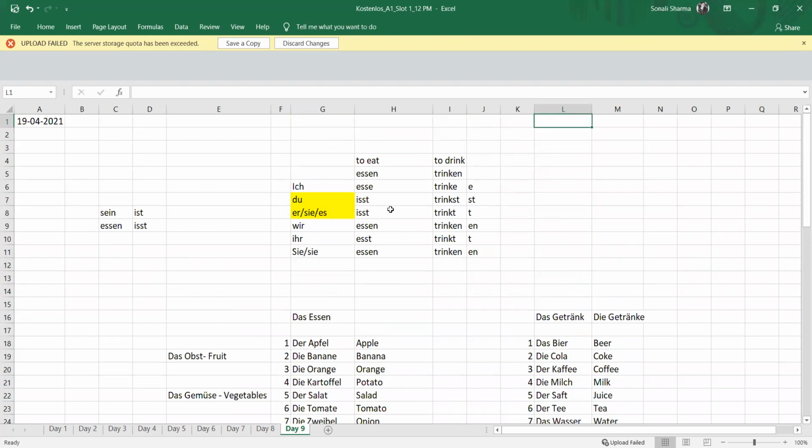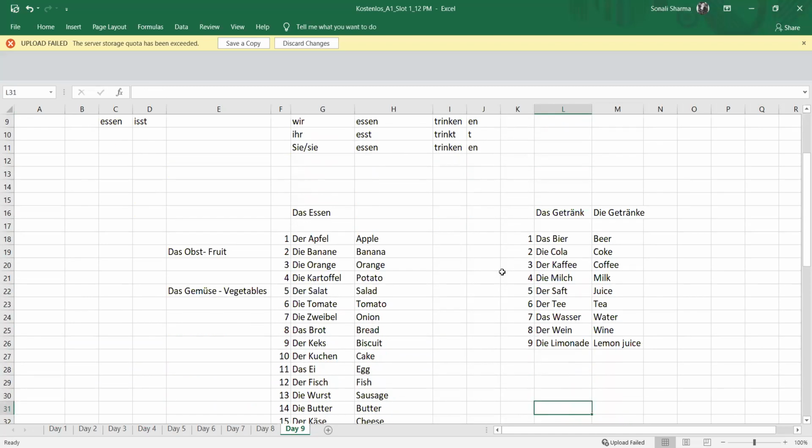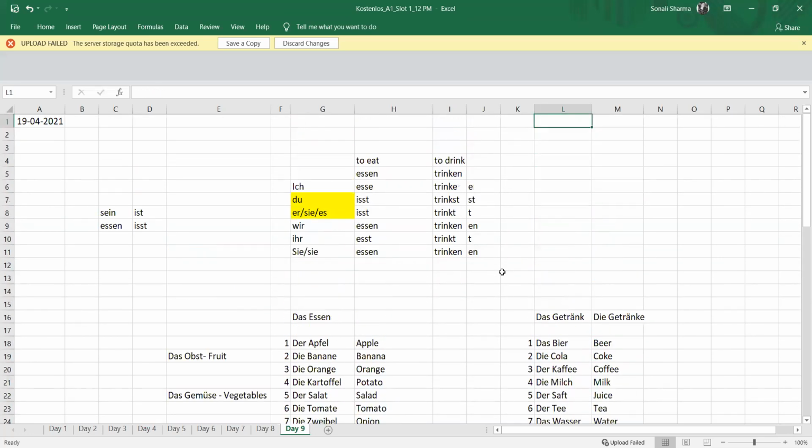Ich esse, du isst, sie es isst, wir essen, ihr esst, sie essen. And ich trinke, du trinkst, sie es trinkt, wir trinken, ihr trinkt, sie trinken. If you want to make a yes or no question, as I've told you, the verb goes in the first position. If I say trinkst du gern Limonade, do you like to drink lemonade? So ja, ich trinke Limonade. Oder nein, ich trinke keine Limonade.